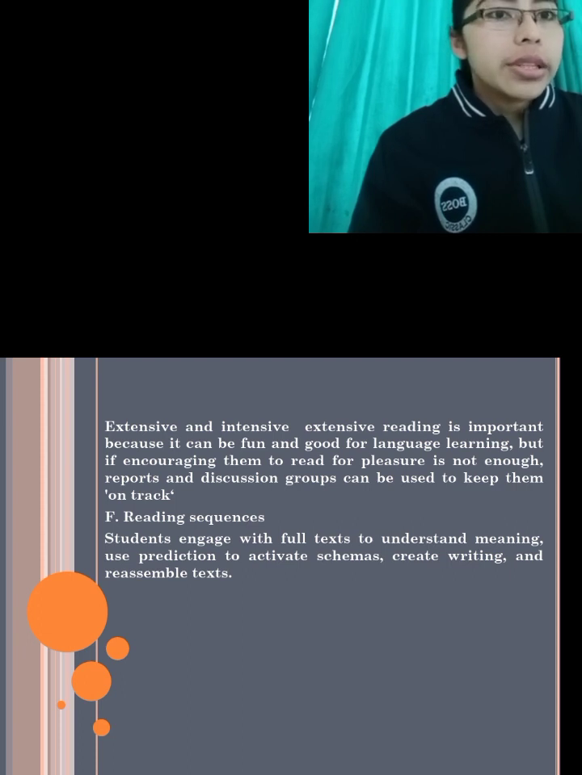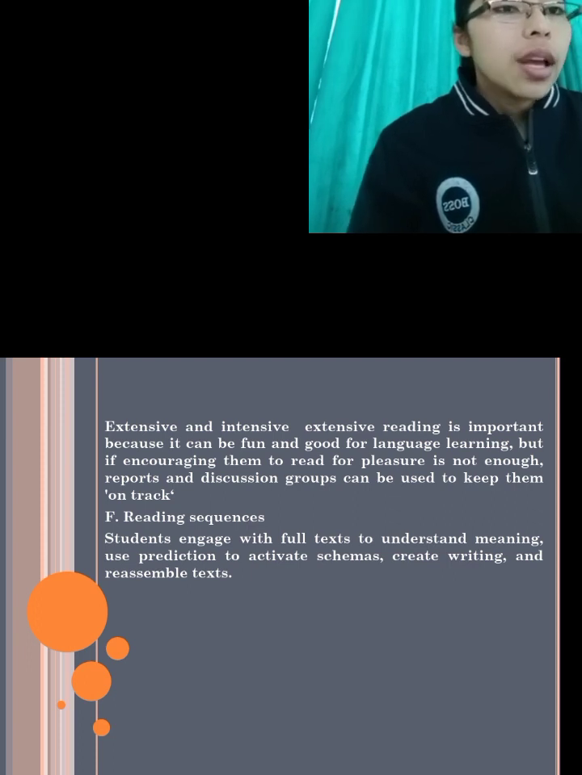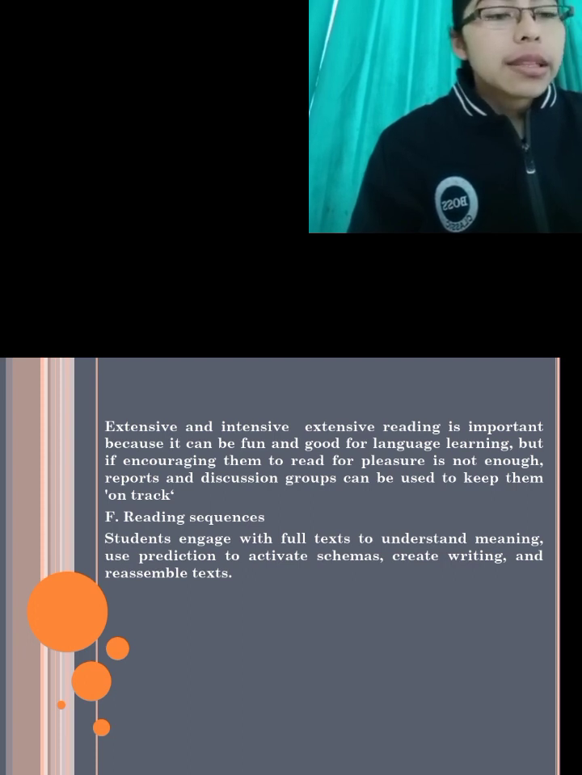Students engage with the full text to understand meaning, to use prediction to activate, scan, writing and create writing and resemble text.